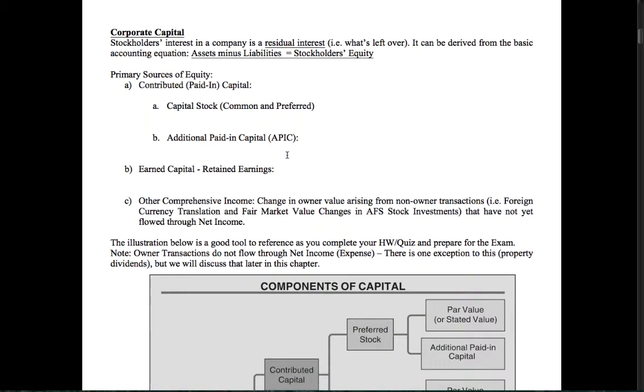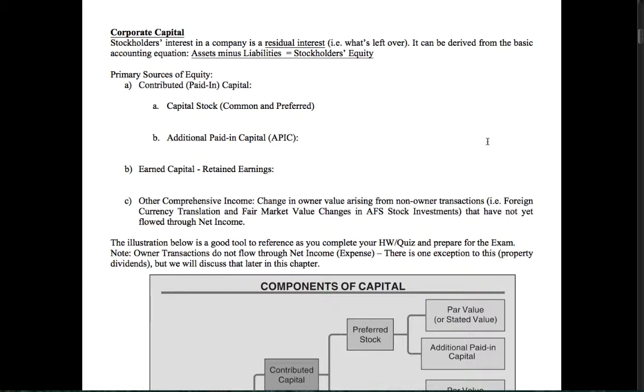Next, let's go to corporate capital. Under corporate capital, a stockholder's interest in a company is a residual interest, i.e., what's left over, as we just discussed. And also to take away here, I want to make sure everyone remembers the basic accounting equation that I hope has been drilled into your minds over your previous accounting courses: assets minus liabilities equals stockholders' equity.